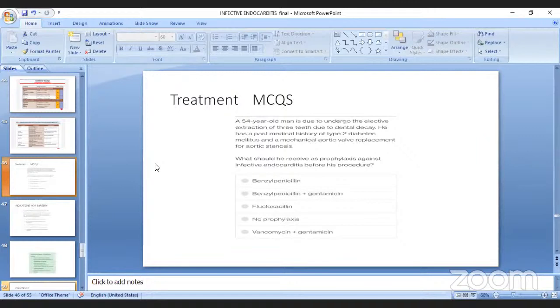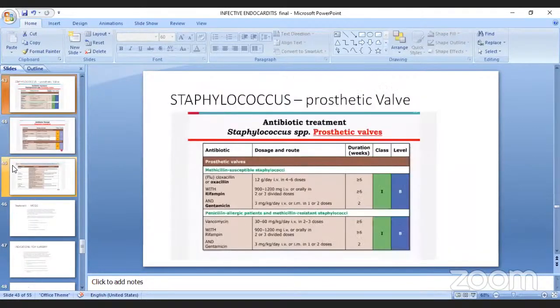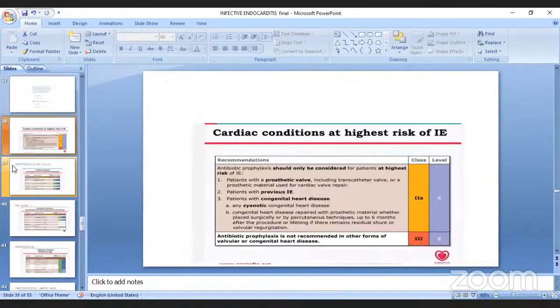He is due to undergo elective extraction of tooth due to dental decay. So there is a tooth extraction that he has to do. He has a past medical history of type 2 diabetes mellitus and a mechanical aortic valve replacement. So let me go back and show you something. That is why I was telling you this slide is very, very important. Antibiotic prophylaxis should only be considered for patients at high risk: patients with a prosthetic valve, including transcatheter valve or prosthetic material used for cardiac valvular repair, patients with previous infective endocarditis, and patients with congenital heart disease. So the patient has a prosthetic valve, right?